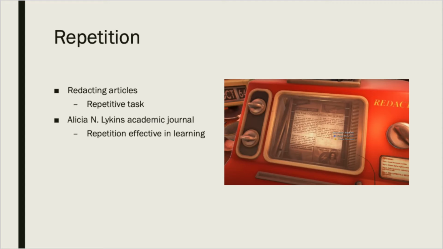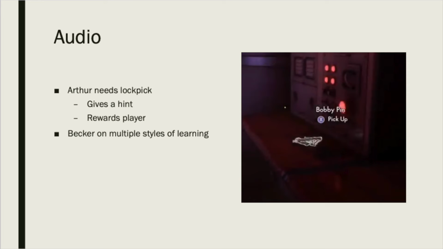Another way that We Happy Few teaches players how to play the game is through repetition. The player's first task as Arthur is to select whether or not to redact articles from the newspaper. And you actually end up going through quite a few articles, and this becomes pretty repetitive. However, according to an academic journal written by Alicia and Lykins, repetition has been proven to actually be pretty effective in learning.